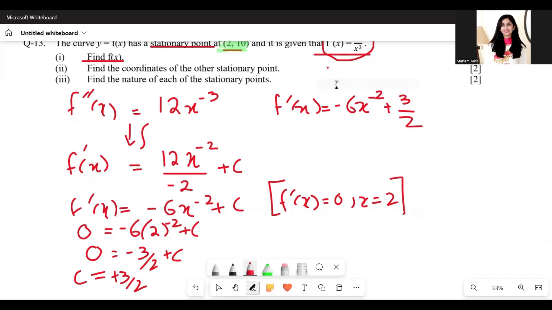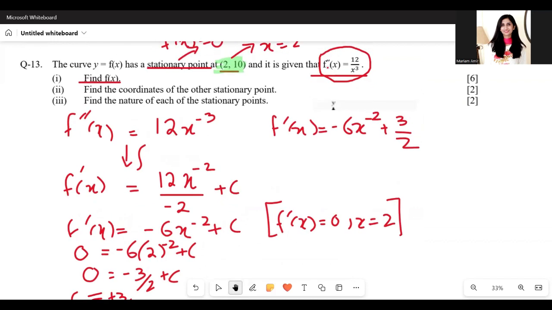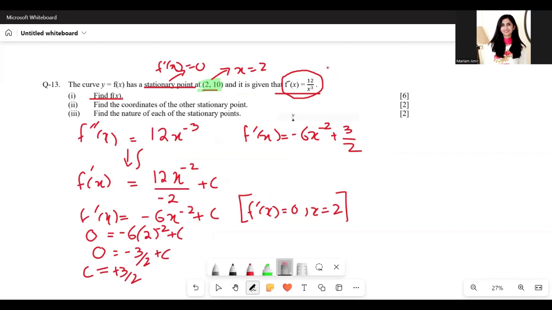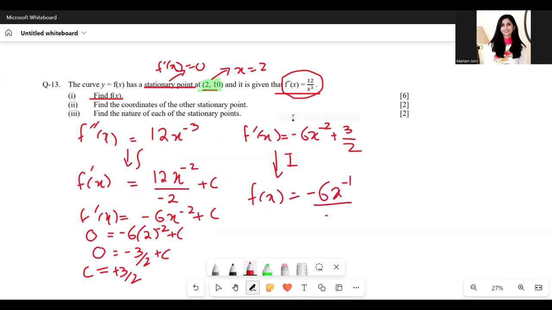This is the expression for f prime x, but we need to find f(x), so we have to integrate this again. When we integrate this, f prime x becomes f(x), and negative 6, power gets increased by 1, so x power negative 1 upon negative 1, and this becomes 3 over 2 x plus c. So f(x) is coming out to be 6x power minus 1, or 6 upon x, plus 3 over 2 x plus c.